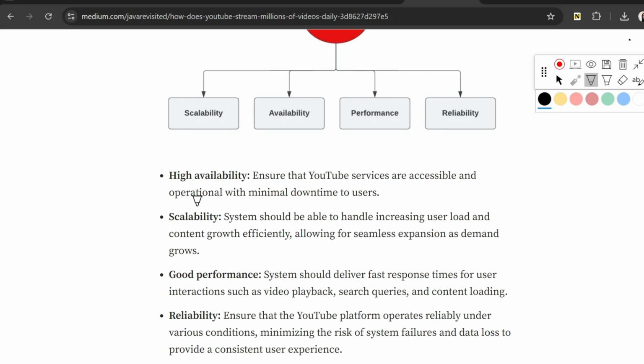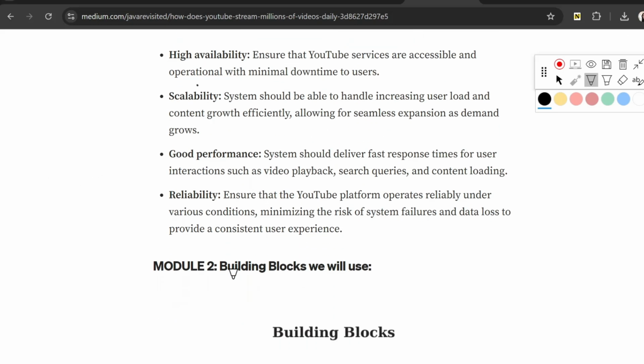So again, this can vary from where you are sourcing your study material, whether you're reading a blog or a book or studying from a YouTube video, the requirements can slightly vary. So whatever you understood and whatever makes sense to you, you make a note of those points under the non-functional requirements. The next point is the building blocks.